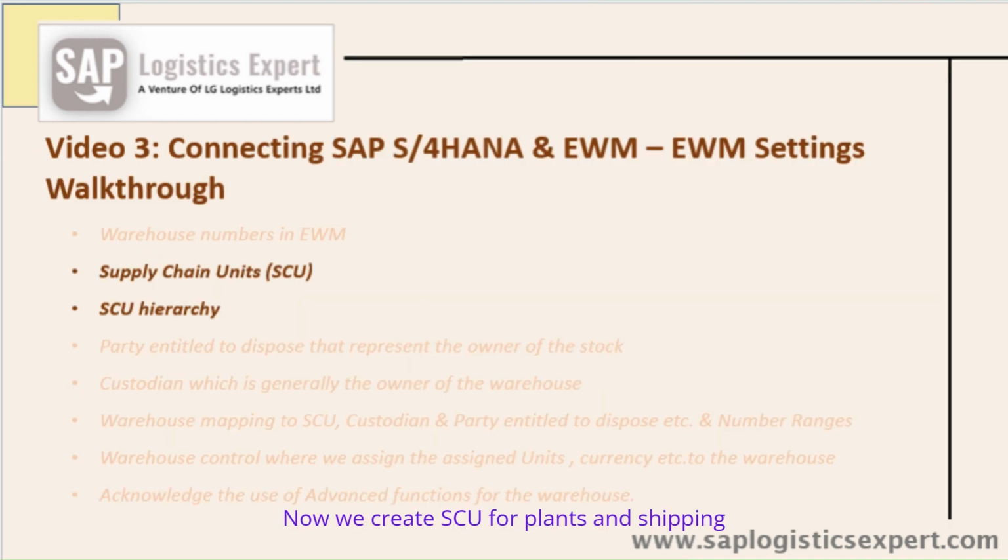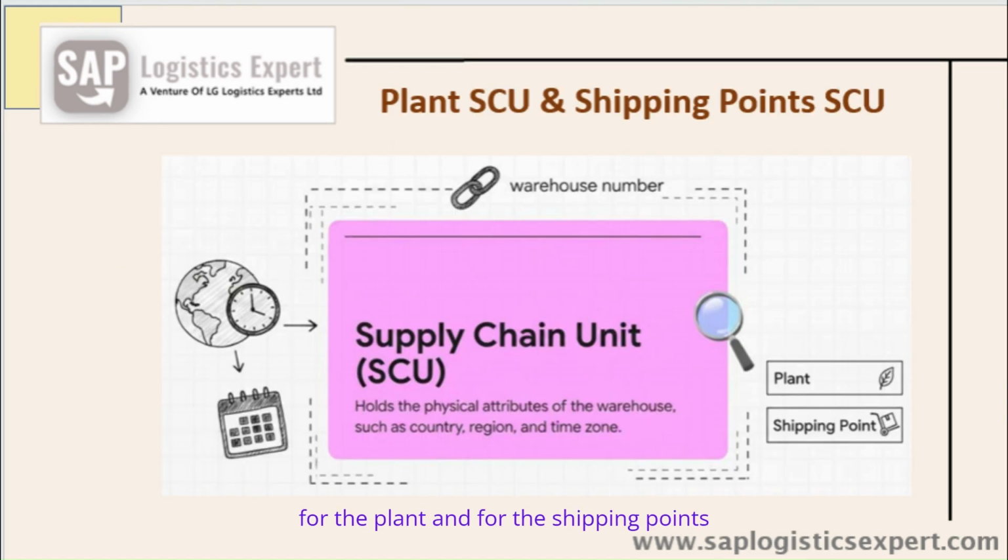Now we create SCU for plants and shipping points and SCU hierarchy. SCUs are created for the plant and for the shipping points for both outbound and inbound. For example, on the website you can see that for plant PA10, SCU PA10 has been created, and for the outbound shipping point SCU PA10 is created. Similarly, for the inbound shipping point SCU PA20 is created.